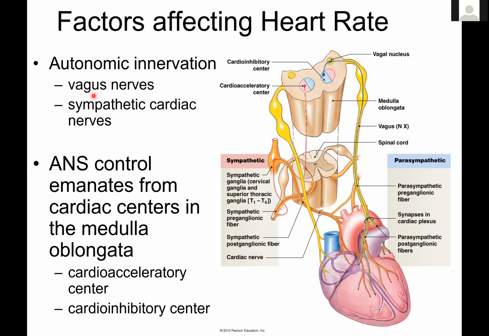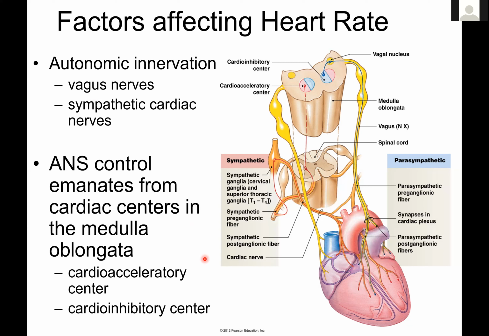We want to be integrating stuff that we learned previously with stuff that we're learning now, and I'm going to help you do that. So the sympathetic cardiac nerves are obviously sympathetic nervous system, right? And these are the ones that actually do synapse in the sympathetic chain ganglia.